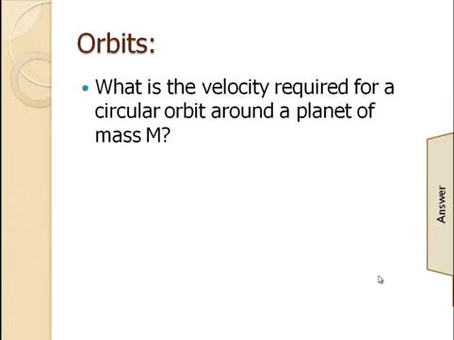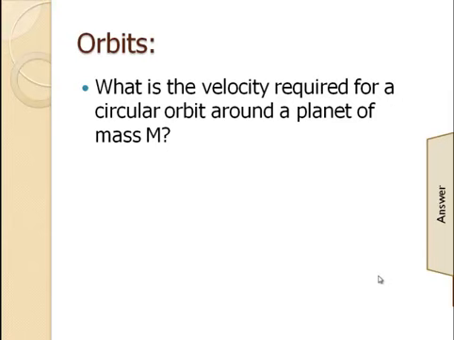And for now, we'll keep things very general. We'll say just around a planet of mass m. To answer a question like this, we need to think about forces. What are the forces involved? Well, the force that pulls the object back down, that's changing its path, that's creating a centripetal force, if you will, is the force of gravity between the planet and the object in orbit.